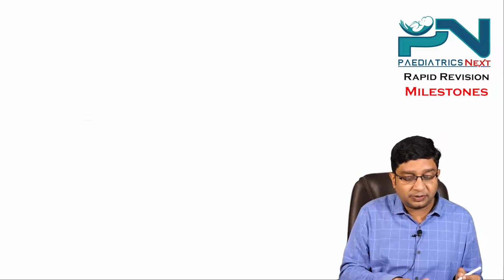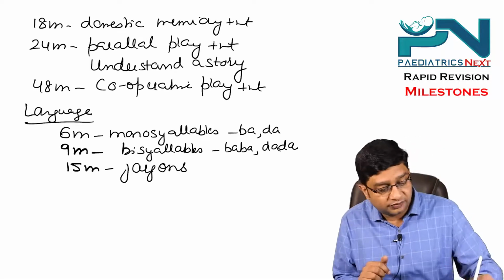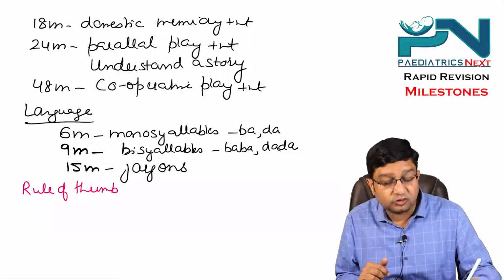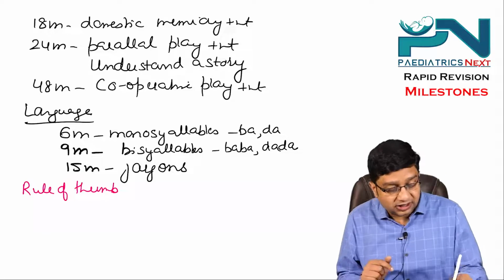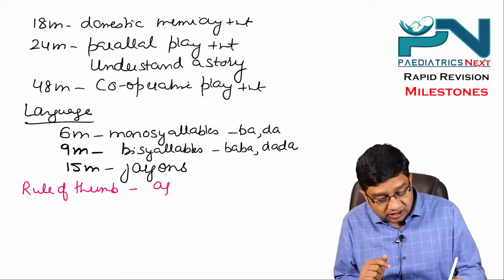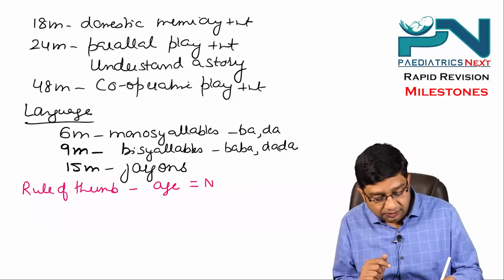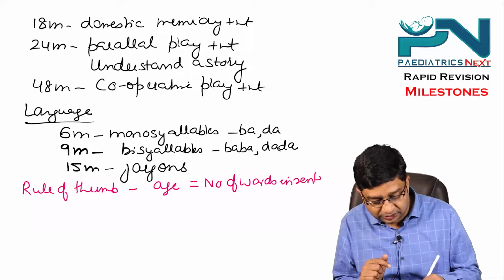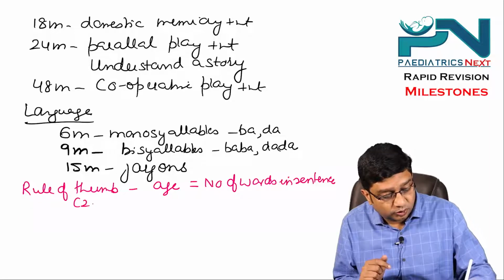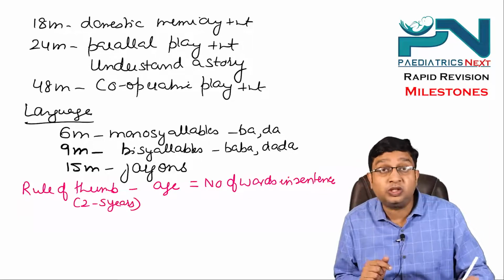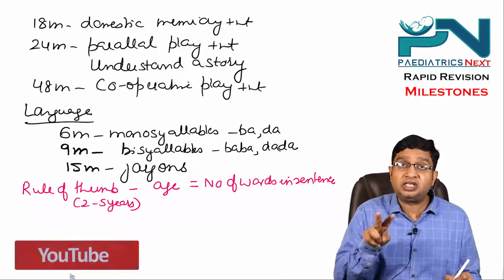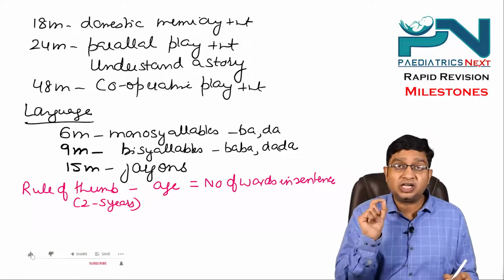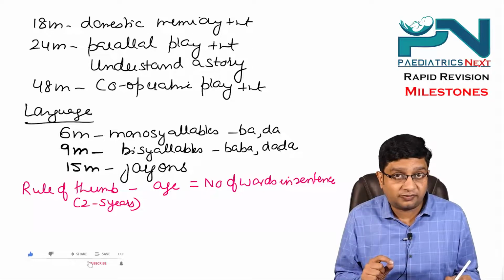Right? Then particularly we say there is a rule of thumb from 2 to 5 years. The rule of thumb says that the child's age is equal to the number of words in a sentence the child can speak. A child of 2 years can speak a sentence of 2 words. A 3-year-old child can speak a sentence of 3 words. A 4-year-old child can speak a sentence of 4 words. And a 5-year-old child can speak a sentence of 5 words.